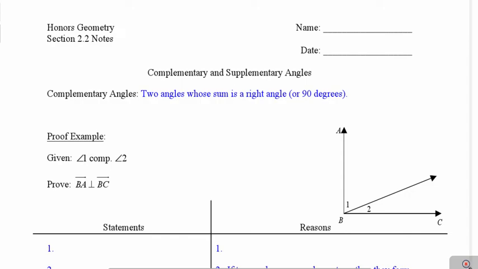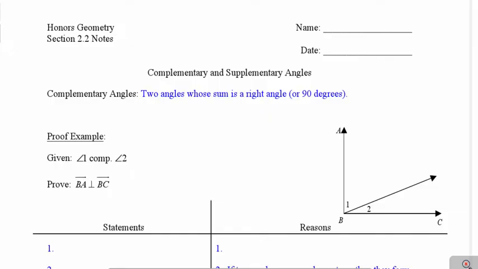Okay, in this video, we are going to learn the difference between complementary and supplementary angles. Complementary angles are two angles whose sum is a right angle, or two angles whose sum is 90 degrees.